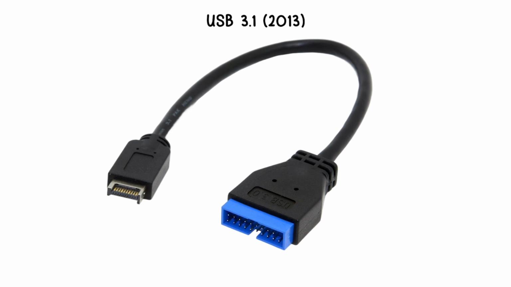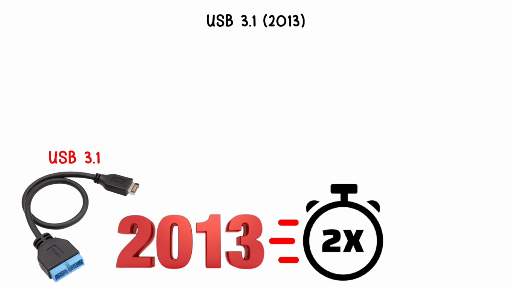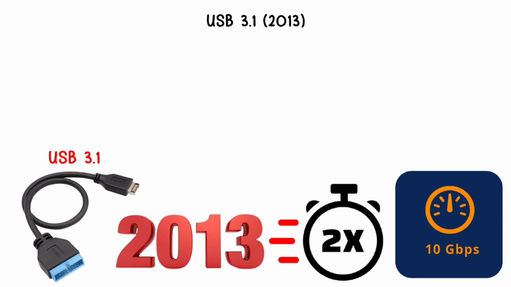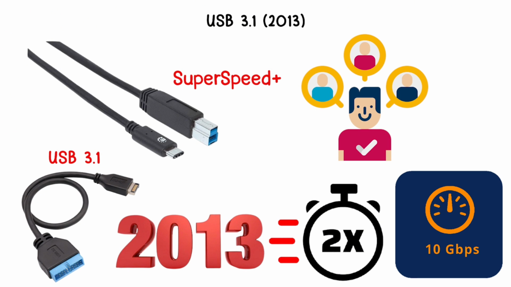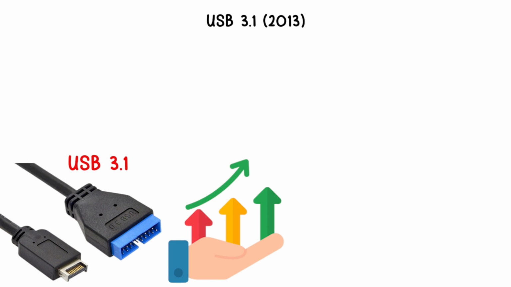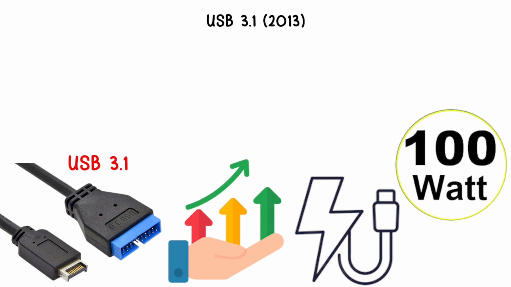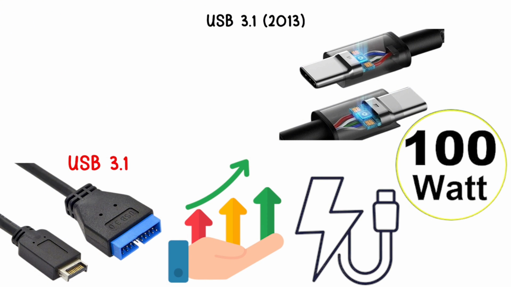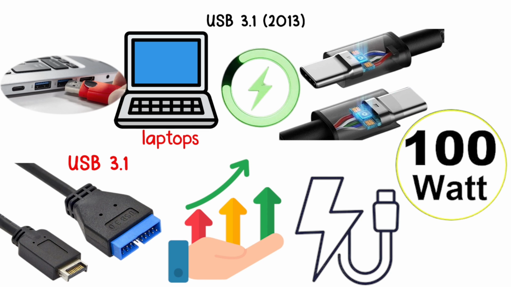USB 3.1, 2013. USB 3.1, introduced in 2013, doubled the speed of USB 3.0 to 10 gigabits per second, a standard referred to as Super Speed Plus. USB 3.1 also introduced improvements in power delivery, supporting up to 100 watts through USB power delivery, which allowed not just charging, but powering devices like laptops directly from USB ports.